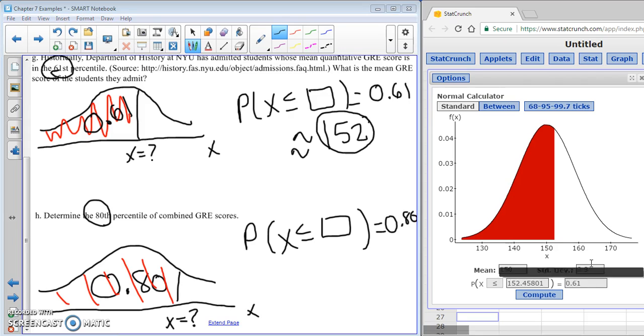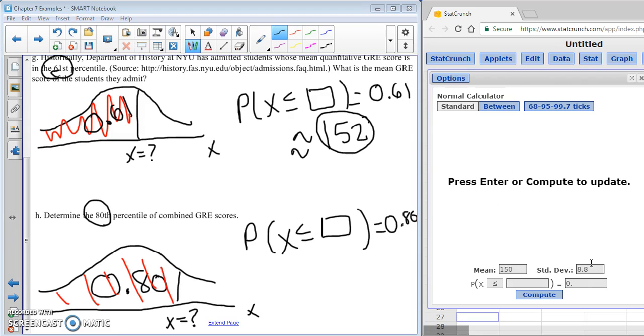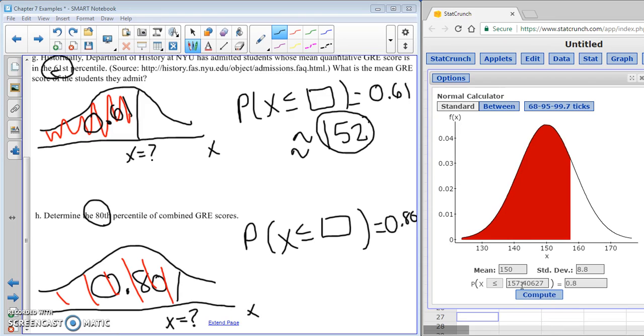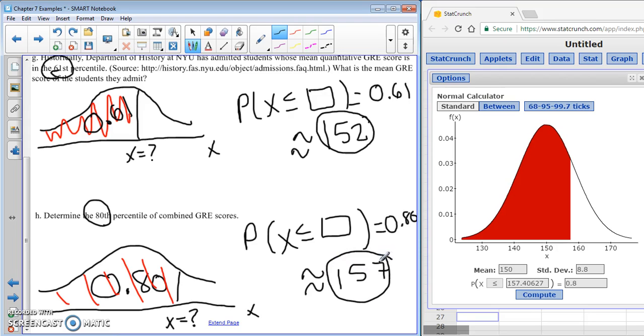Let's use StatCrunch here. Mean is still 150, standard deviation is still 8.8. Probability that x is less than or equal to something is 0.8. And compute. So we get about 157 here. So you can see that the score that they want to admit is 160, and we're still not there at the 80th percentile. So you have to score pretty high on their exam.